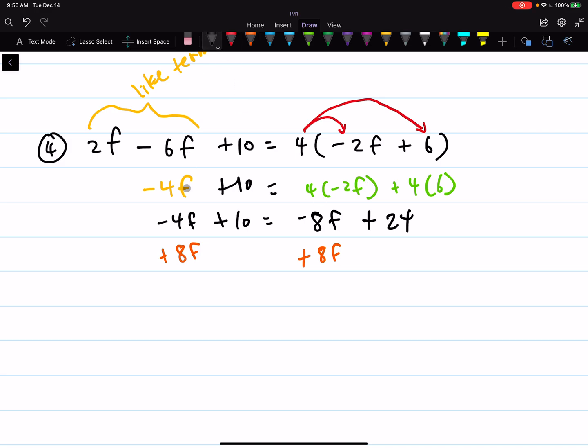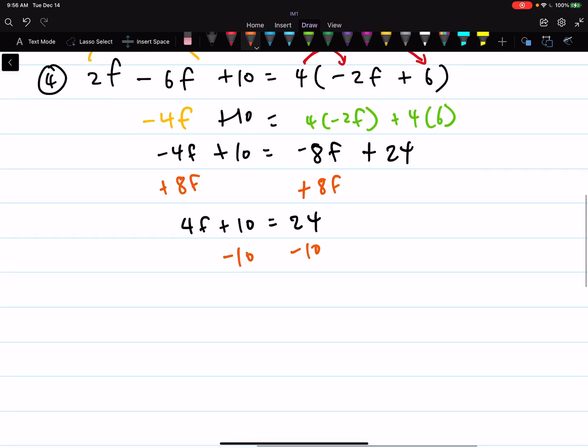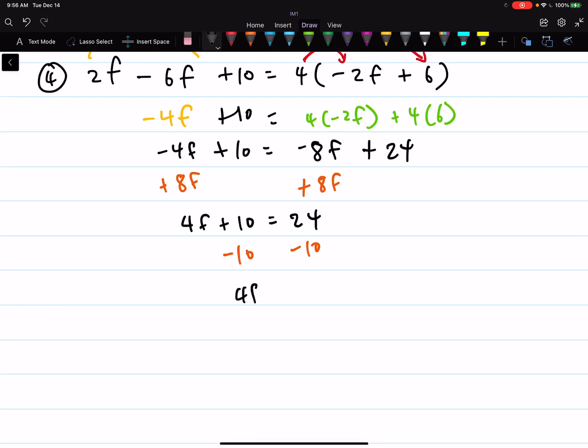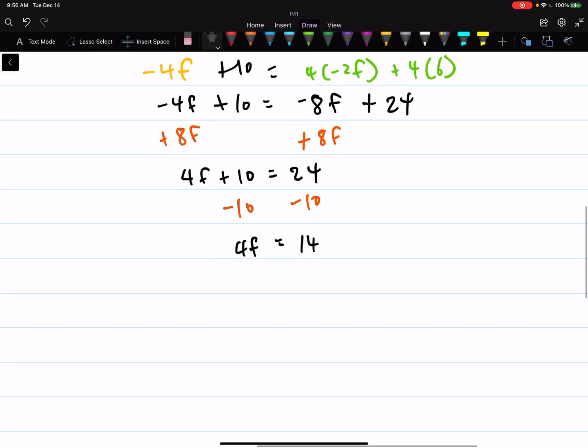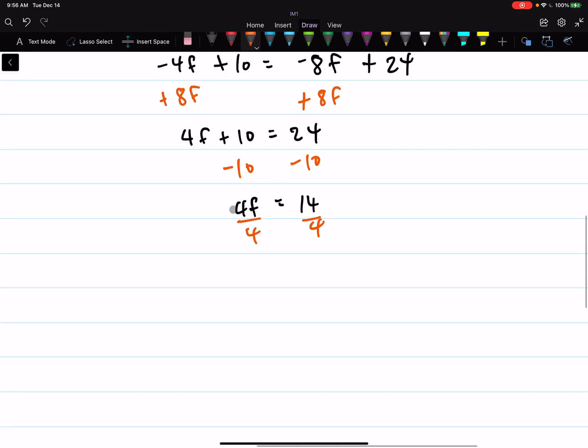And then I got negative 4f plus 8f is just 4f plus 10 is equal to, this becomes 0. What's remaining on the right side is 24. Subtract 10 on both sides. And then I got 4f is equal to 24 minus 10, which is 14. I'm going to divide by 4 on both sides. 4 divided by 4 is just 1.